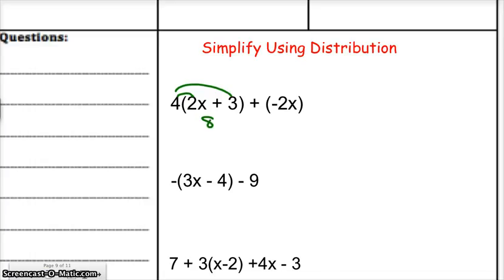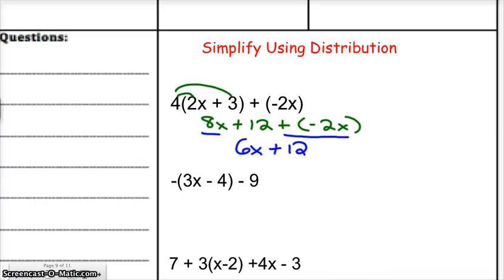4 times 2 is 8x, plus 4 times 3 is 12, plus a negative 2x. Now I combine like terms. 8x plus a negative 2 would be 6. 6x plus the constant of 12. Call it done.